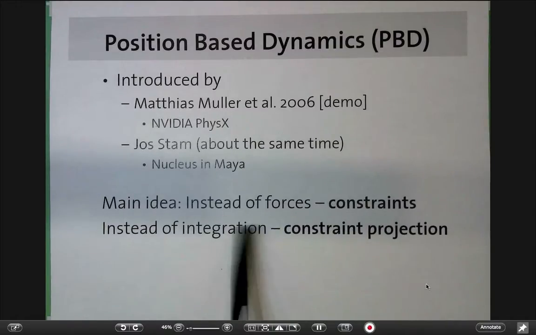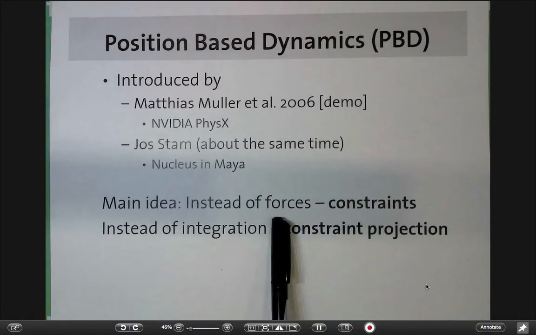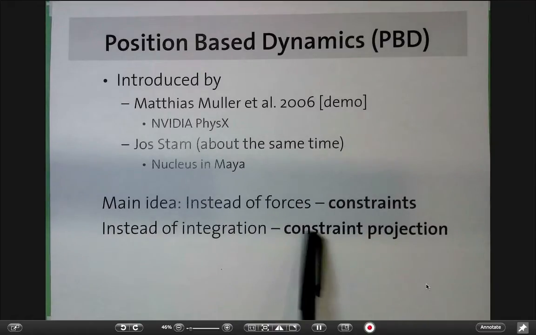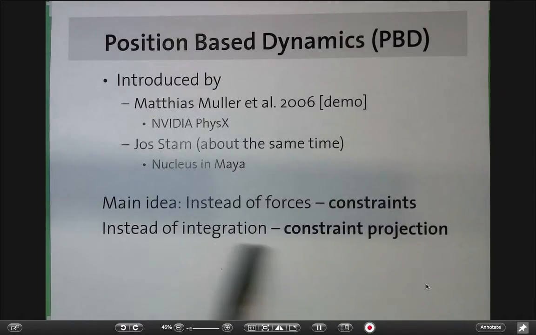So what are these key ideas? Instead of forces, position-based dynamics, and I lump all these techniques together as position-based dynamics just to give it some label, deals with constraints. I've explained a little bit what constraints are. Constraints are a little bit like energy potentials, but not exactly. And instead of time integration, we'll be doing constraint projection. That will be the key part. That's how we'll be dealing with internal forces or internal behavior of the system.